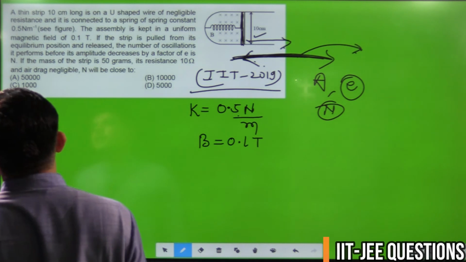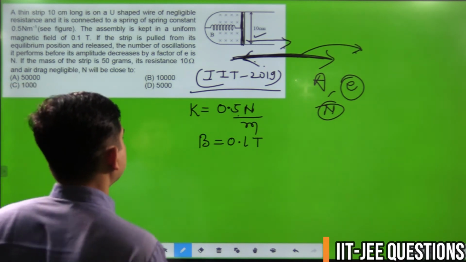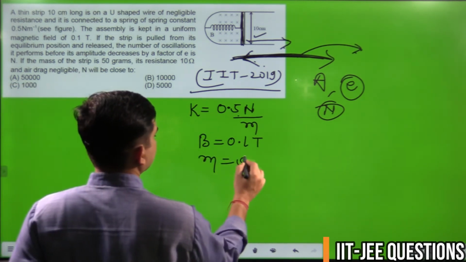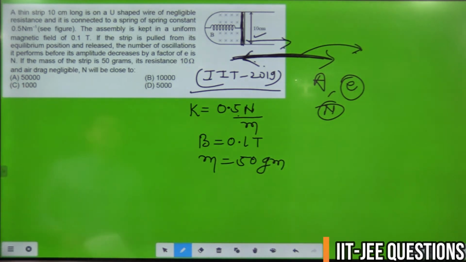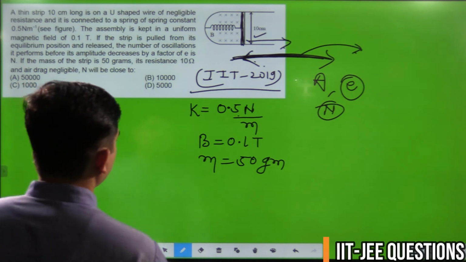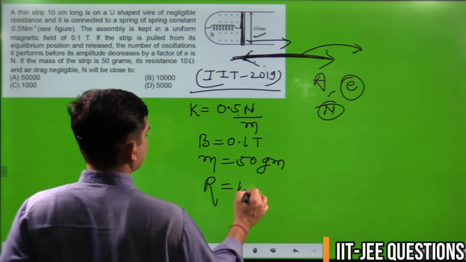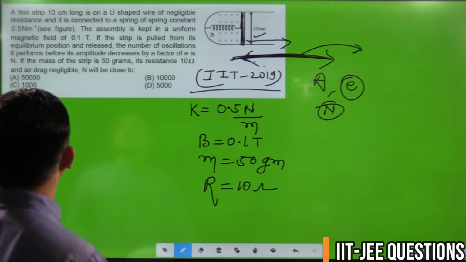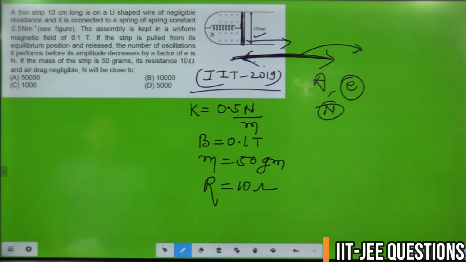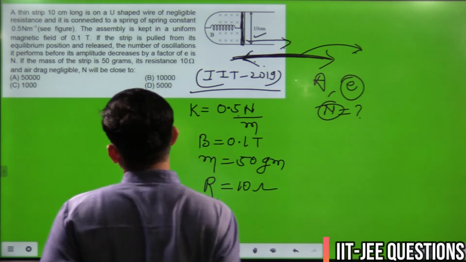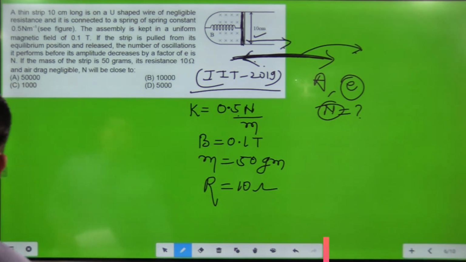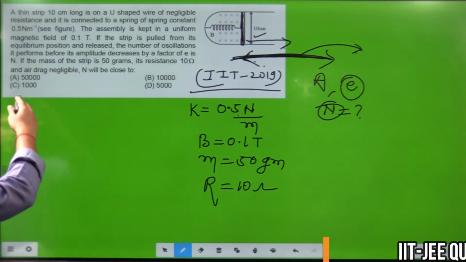If the mass of the strip is 50 gram, its resistance 10 ohm, and air drag negligible, you have to find N, and N will be close to, meaning approximate answers are given: 50,000, 10,000, 1,000 and 5,000.